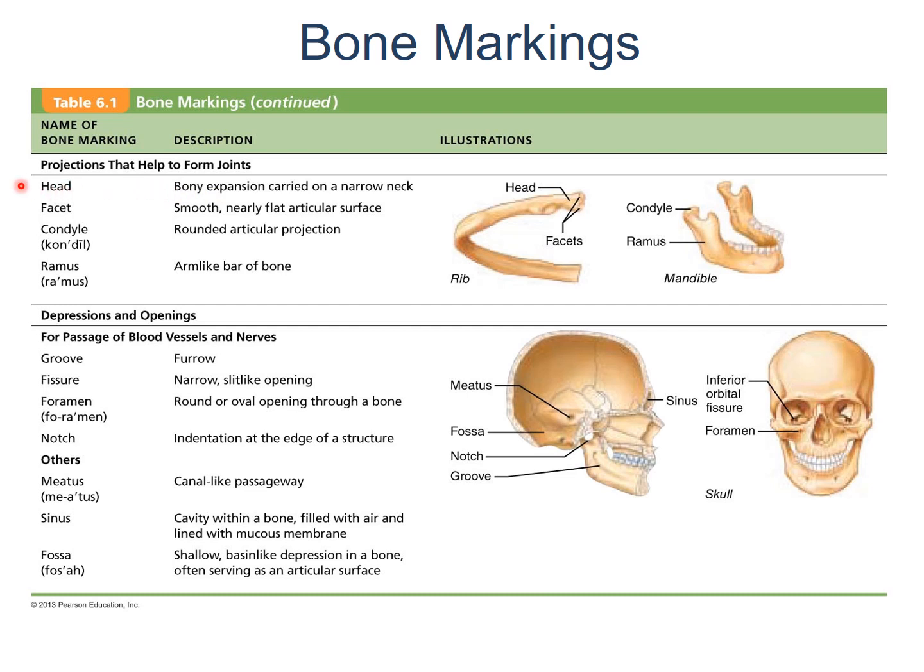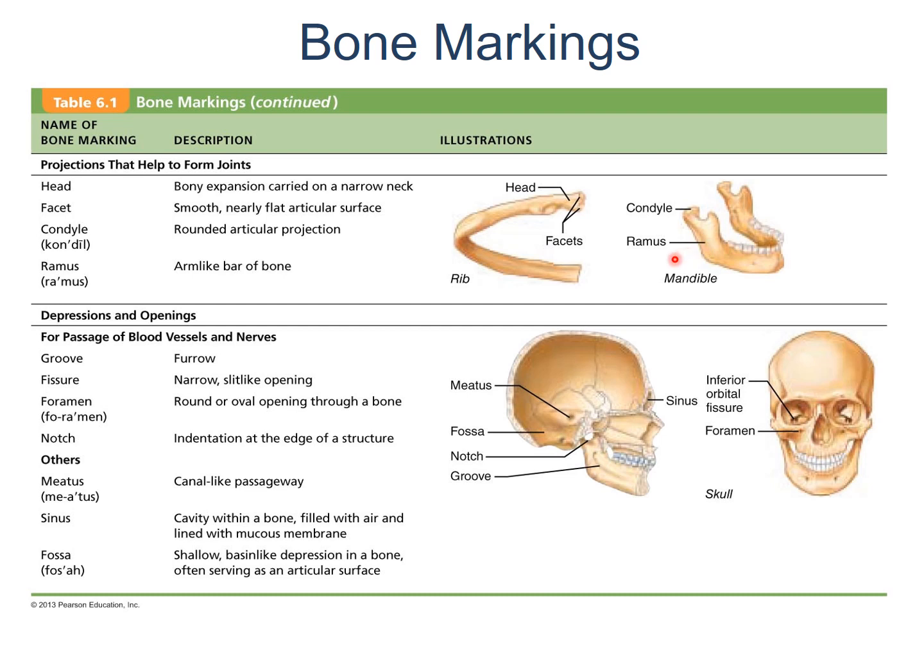A head is a bony expansion carried on a narrow neck, and you can see there's a head over here. It's on a rib. Okay, see, there's the rib bone. And then we've got the facet, which is a smooth, nearly flat articular surface. Again, facets are also on the ribs. We've got a condyle, which is a rounded articular projection. We've got a condyle over here on the mandible. And a ramus, which is an arm-like bar of bone, also on the mandible. This area here is referred to as a ramus.